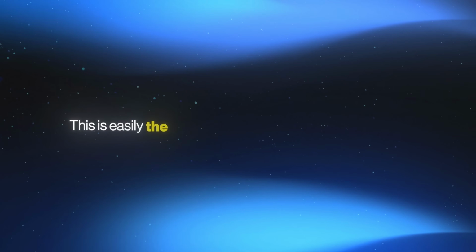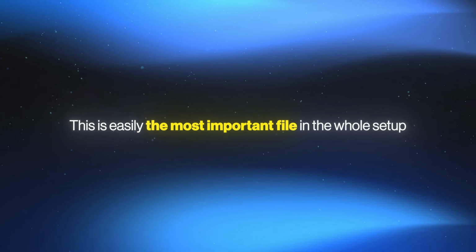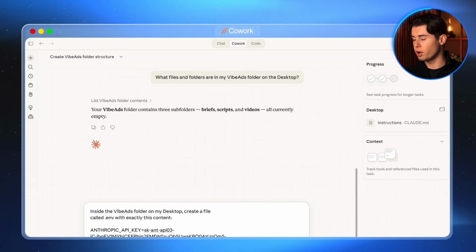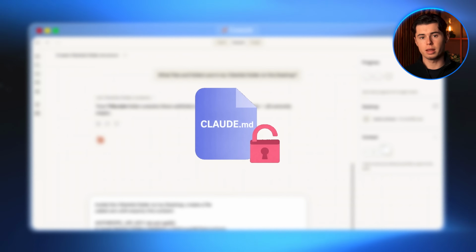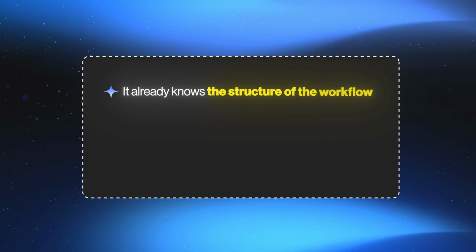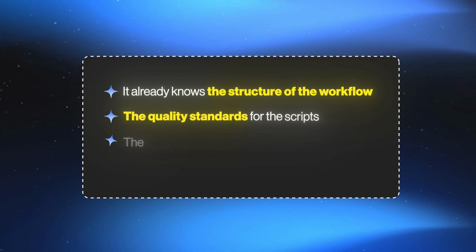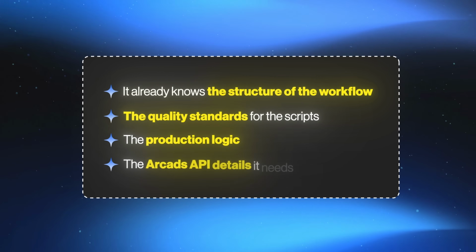Then after that, there's one more file you need to create, and this is easily the most important file in the whole setup. It's called claude.md, and you can think of it as the operating manual for the entire system. Every time you start a new Cowork session, the agent reads this file first before doing anything else. So instead of starting cold every single time, it already knows the structure of the workflow, the quality standards for the scripts, the production logic, and the ArcAds API details it needs to follow. In other words, this file is what keeps the workflow consistent across sessions.